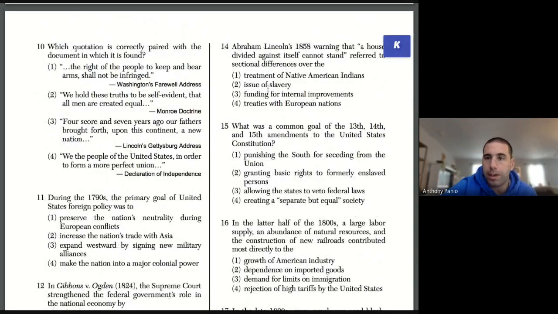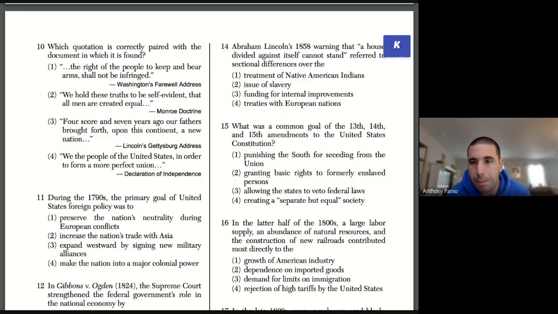Number 14, Abraham Lincoln's 1858 warning that a house divided against itself cannot stand referred to sectional differences over... Lincoln, obviously, then you should just know it has to do with probably slavery. And that is correct. He talked about how the country can't be half slave, half free. We will not be able to survive. And this all centered around the issue of slavery.